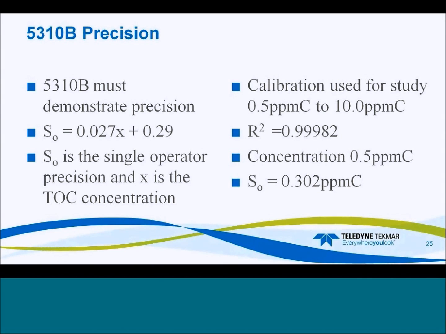And then for this test, we ran a calibration from 0.5 to 10, and the R squared was 0.999. The concentration we used for this test was 0.5 ppm, and the single operator precision is 0.302. So 0.302 is what we need to see between the injections to be considered precise. So in the next slide, we'll show you the data for that.